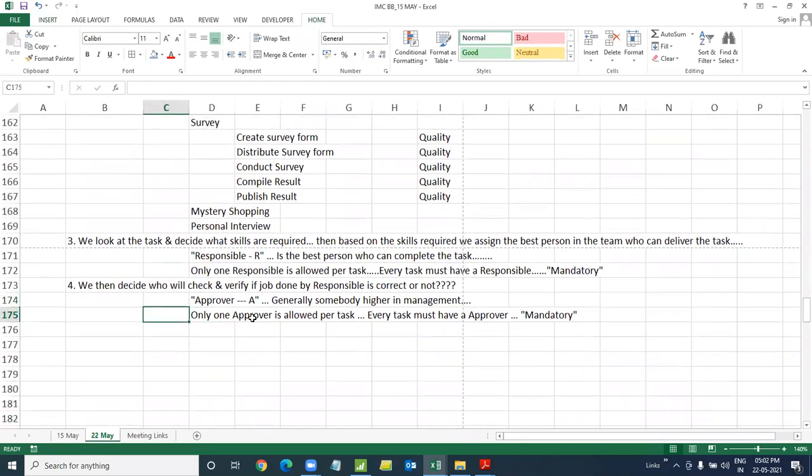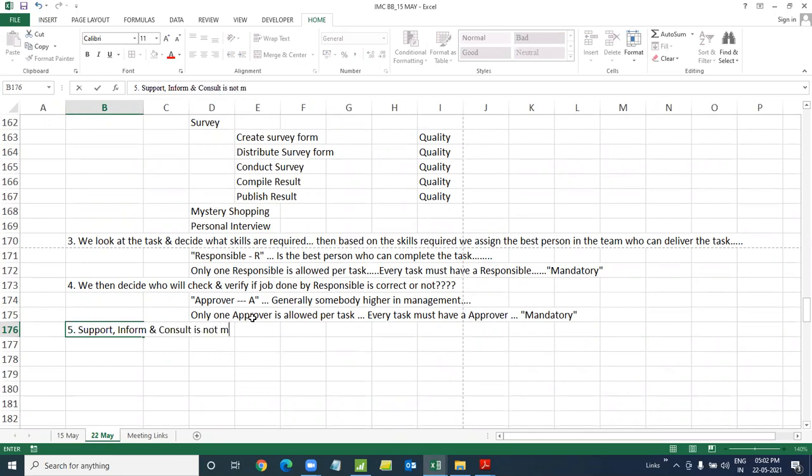Coming to SIC. For all activities, when that is plotted, my job is done. Then support, inform, and consult are not mandatory. They will be demanded by the responsible depending on the task.